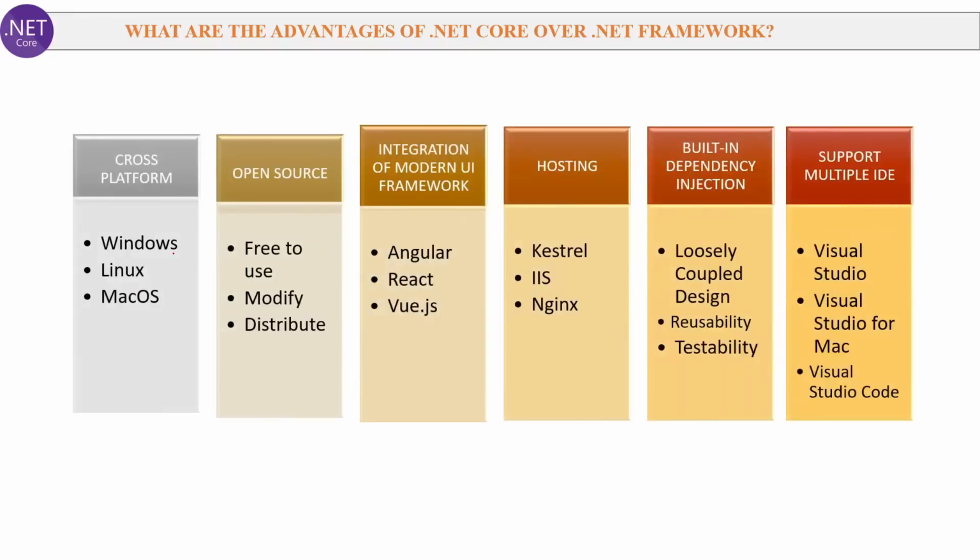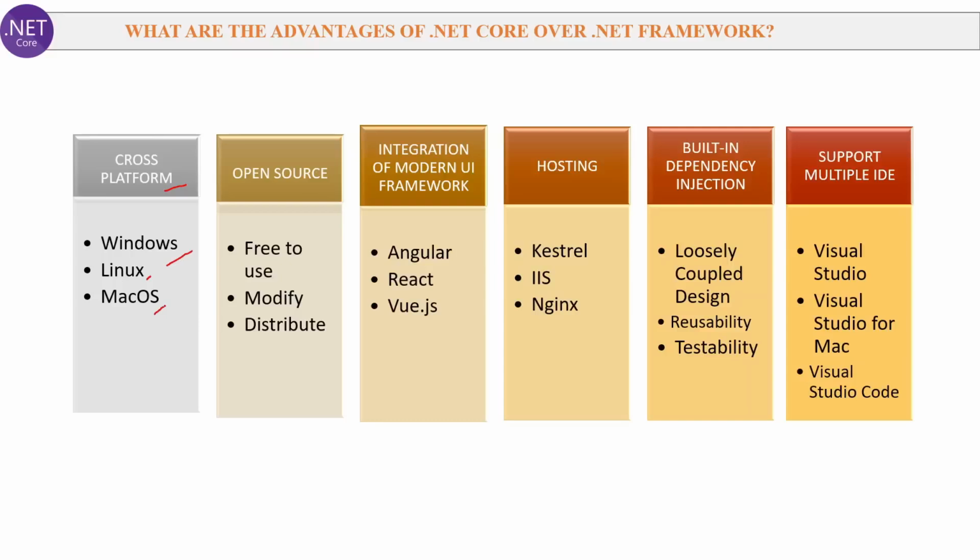Next question. What are the advantages of .NET Core over .NET Framework? Let's try to answer and memorize the advantages one by one. First advantage is .NET Core is cross-platform, which means it can be run on multiple operating systems like Windows, Linux, and macOS. But .NET Framework can only be run on the Windows operating system.